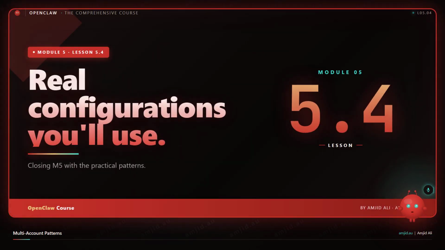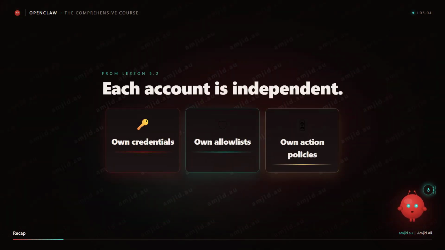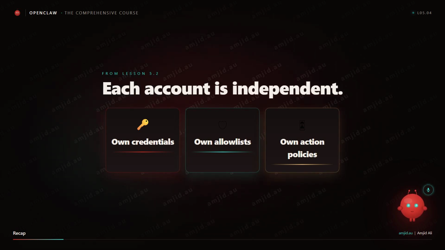Multi-account channels, we touched on this back in lesson 2, but this lesson is about the practical patterns. The real configurations you will actually use day-to-day. Quick recap. A channel can have multiple accounts. Each account has its own credentials, its own allow lists, its own action policies. Bindings let you route each account to a different agent. Got it. Now let us get into the patterns.